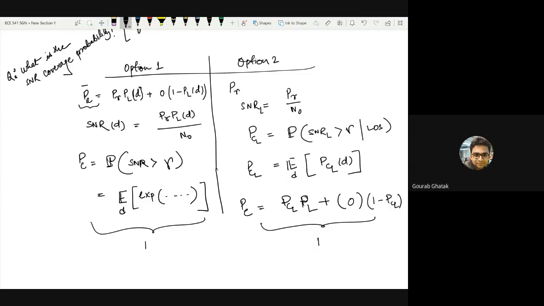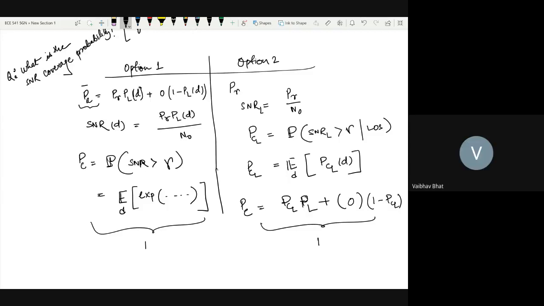So, sir, I think then option two, because it says that negligible power is there. So I think for option two, after I'm getting my SNR, then maybe I can condition it on the fact that it is line of sight or non-line of sight.